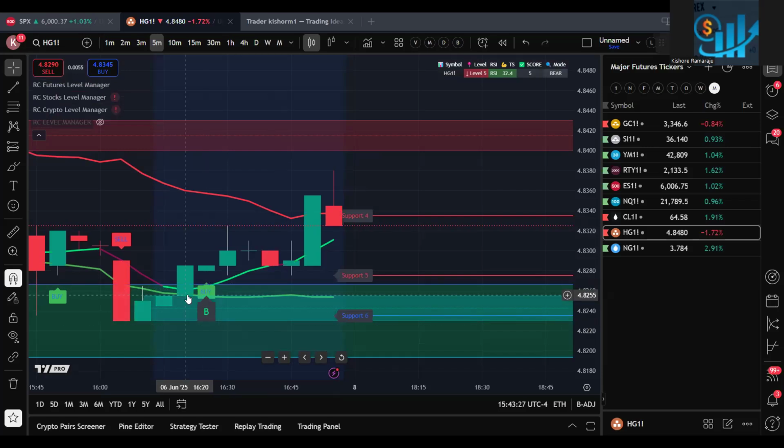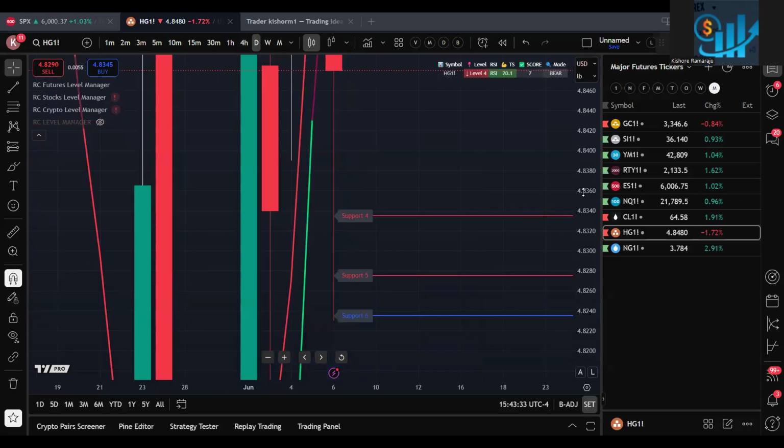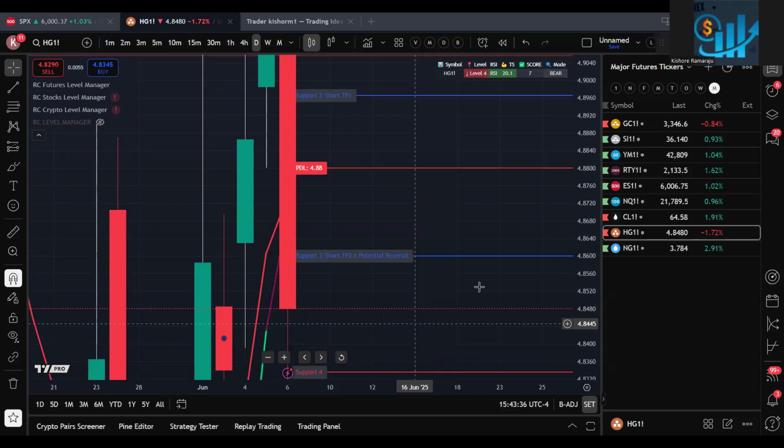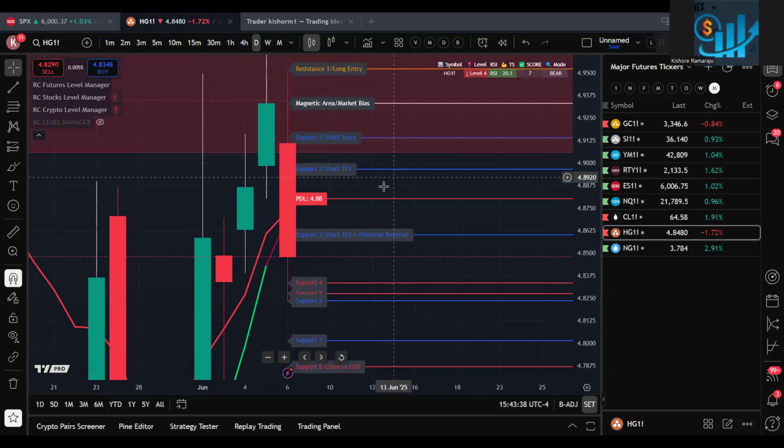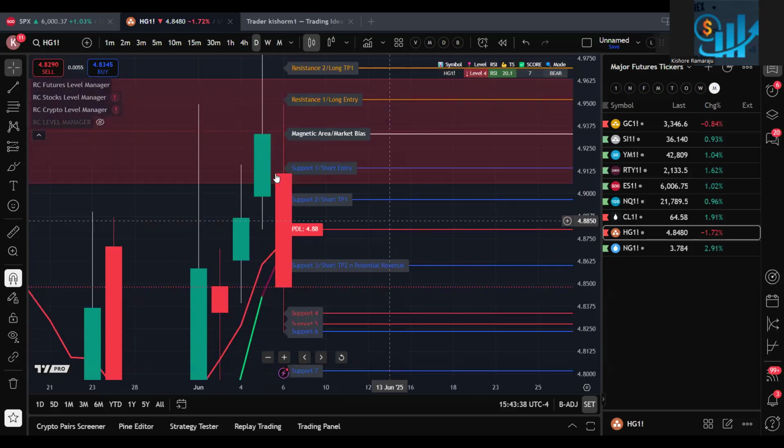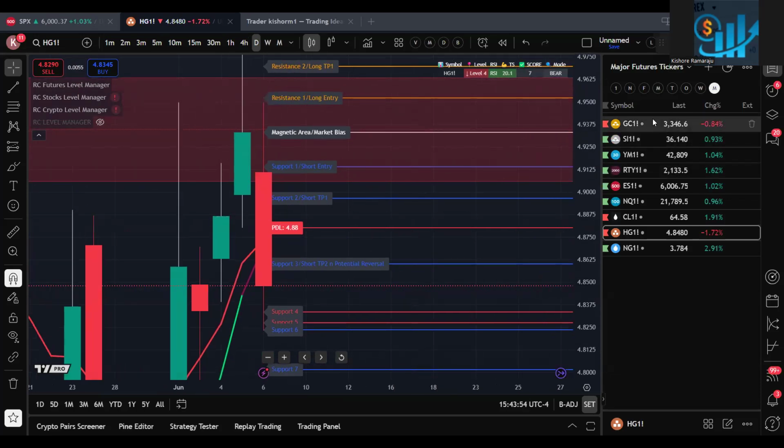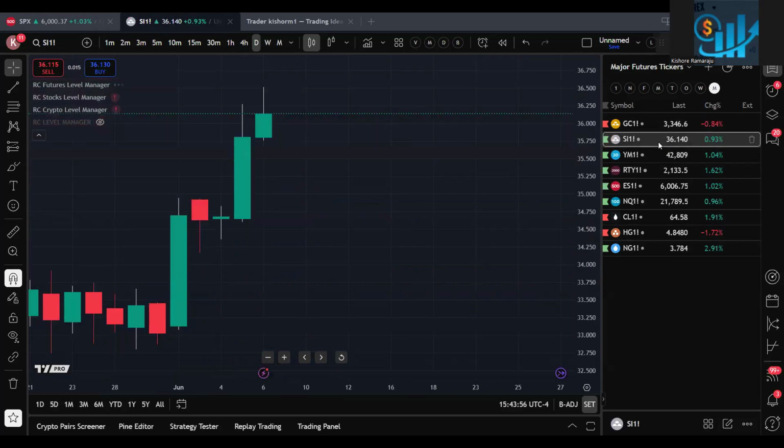You just skip the buy opportunities and mainly focus on the sell opportunities, because on the daily time frame, on the previous day, the open was below the magnetic area and the close was below the magnetic area. So that is where we will focus only on the sell signals. Now let us take a different ticker. Let us go and look at silver.